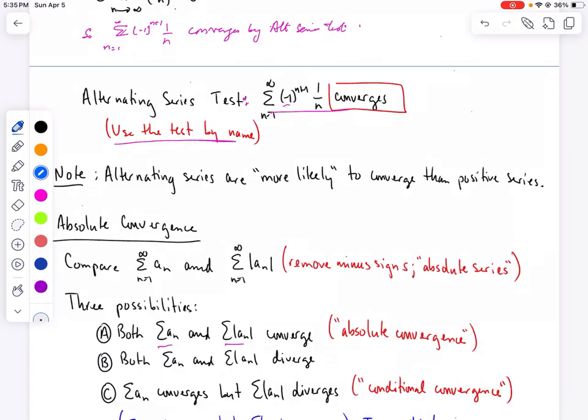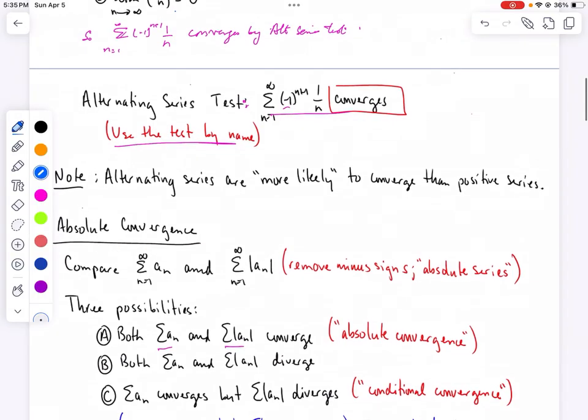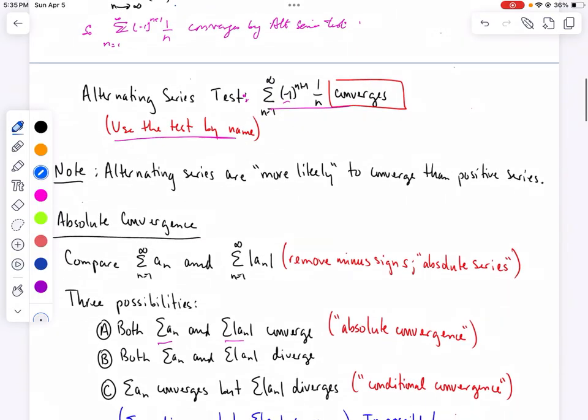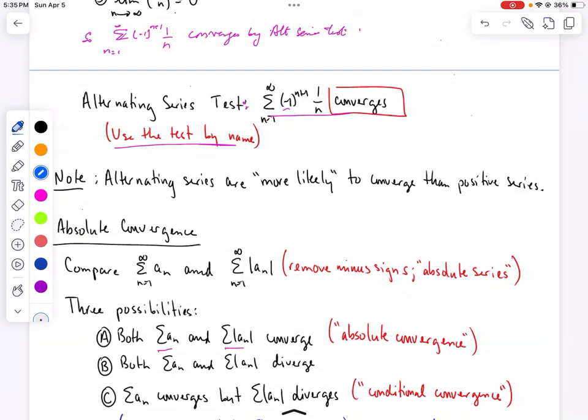Continuing with section 11.5, the alternating series, we saw an example of how to apply the alternating series test in order to check the convergence of the series. Alternating series are more likely to converge than the positive term series. There is something called absolute convergence.